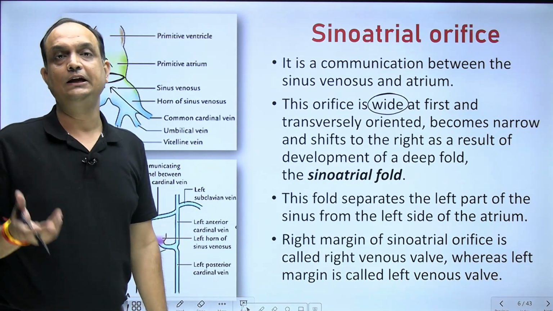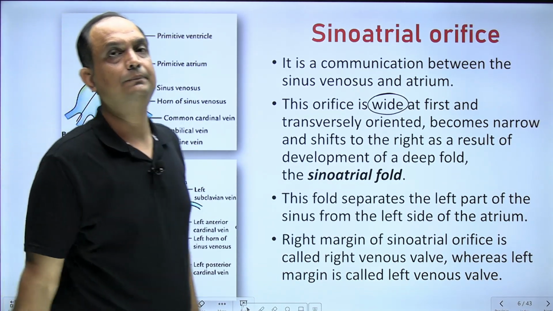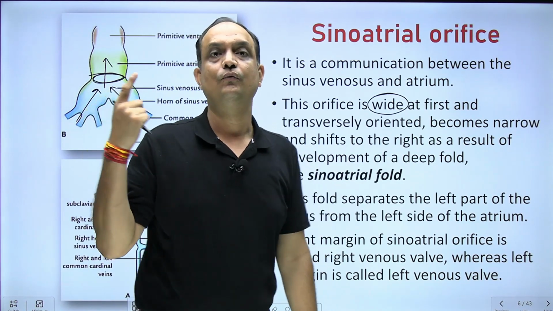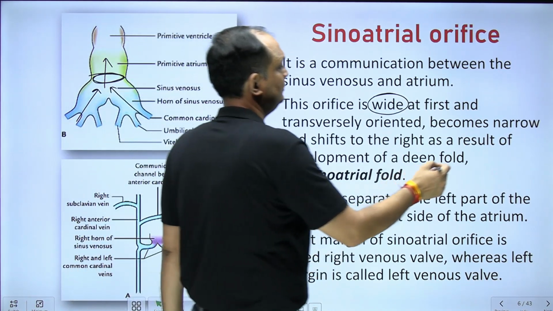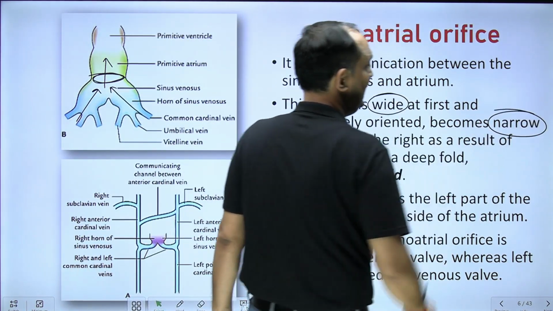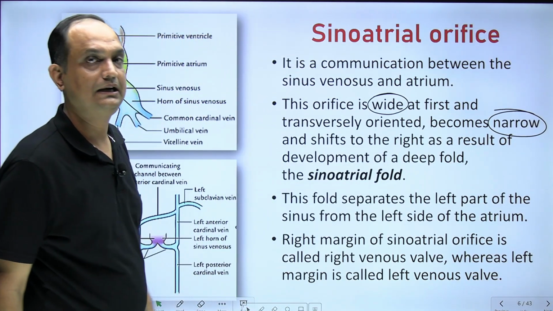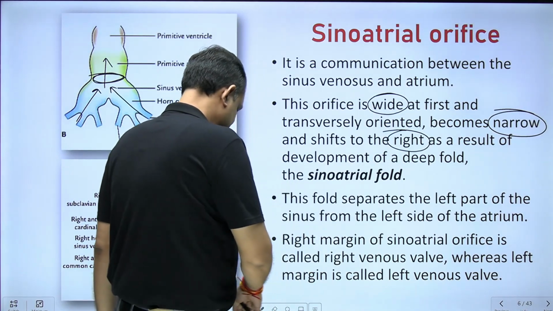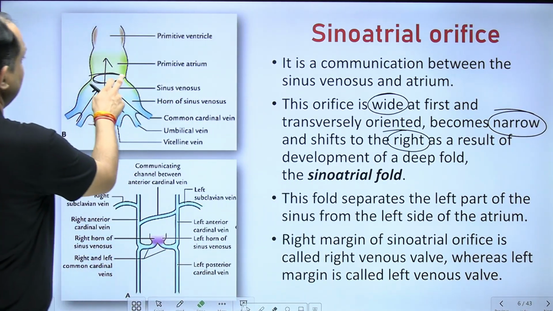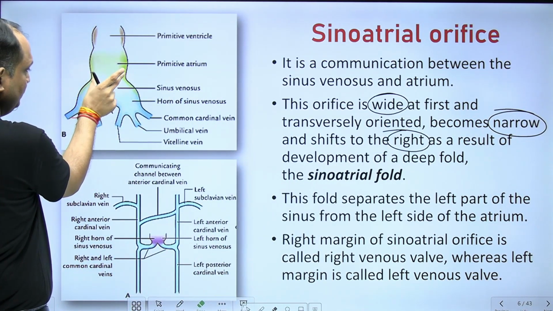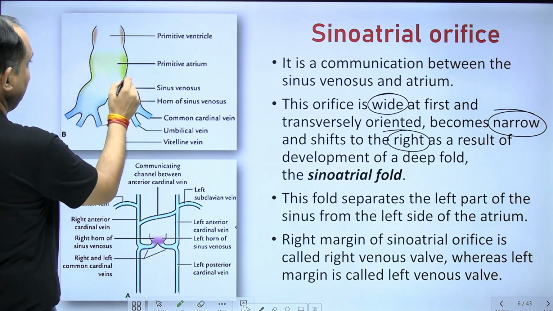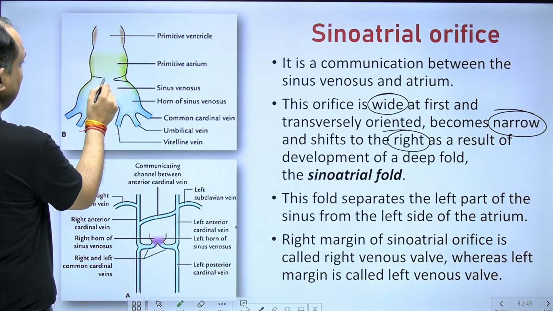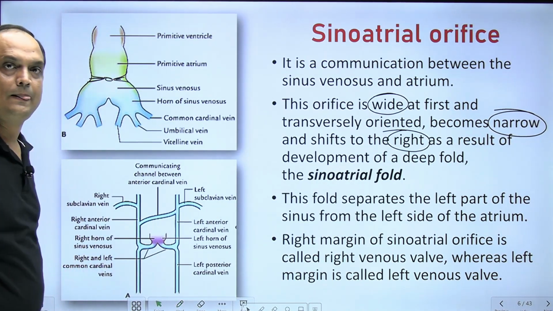Now the change will take place. Two changes will take place in this opening. The first change is that this opening becomes narrow, and the second change is that this opening shifts to the right side. Now what does it mean? It means that when this opening becomes narrow, it can be narrowed from both sides by symmetrical folding, and then you will have a centralized narrow opening.